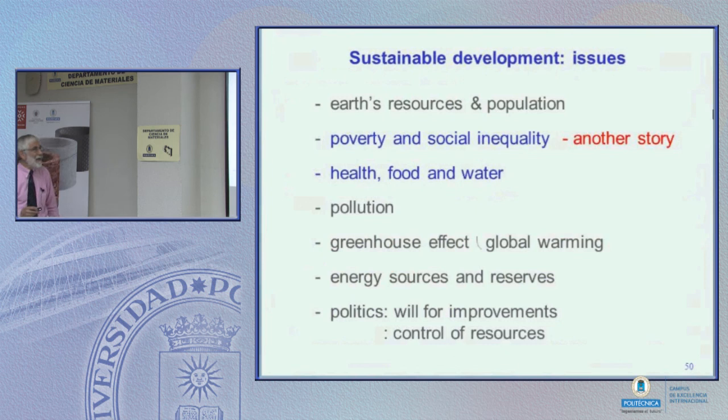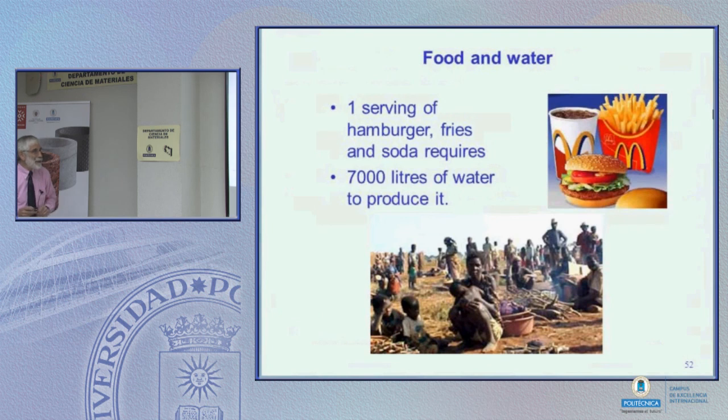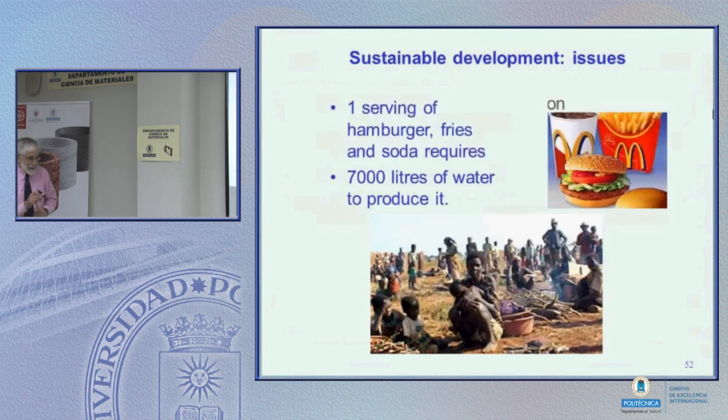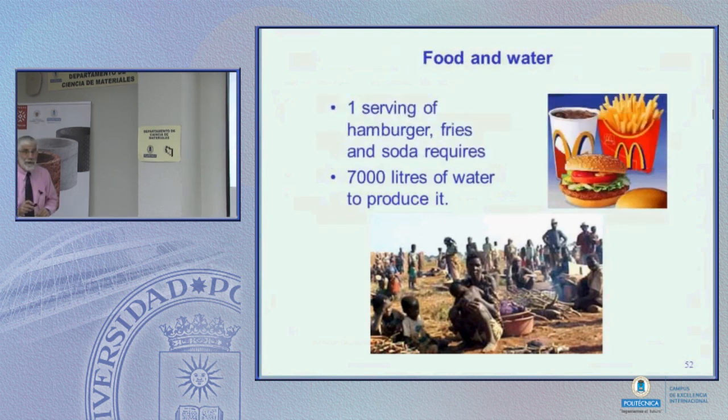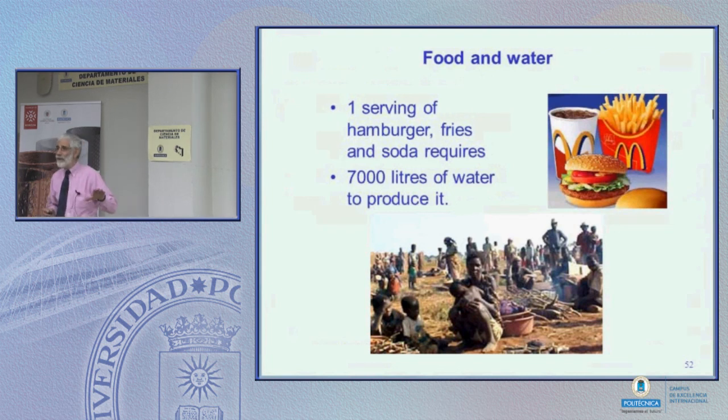Poverty and social inequality, not for today. It's another story. But I showed you this last week, those of you who were there, and we have the problem, maybe it's only 4,000 litres of water, but that's a lot of water to produce a meal like that. And anyway, in Spain, you shouldn't be doing this. You have wonderful food. Please don't do this. You don't need to. But we have the contrast.